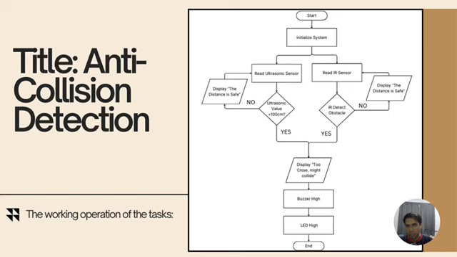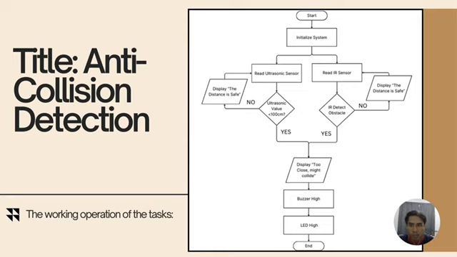Assalamualaikum and hi, my name is Syameel and I will present the working operation of the anti-collision detection. I will present the system based on this flowchart. An anti-collision detection system using an ultrasonic sensor, IR sensor, LED, buzzer and Raspberry Pi is designed to detect and alert the presence of obstacles and prevent potential collisions.